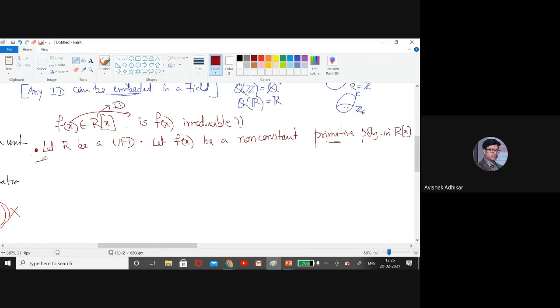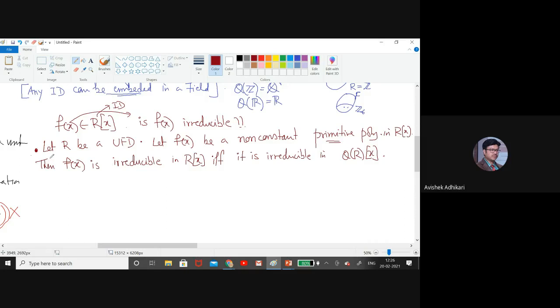then f(x) is irreducible in R[x] if and only if, this is a very strong result, it is irreducible in Q_R[x]. It's a very interesting result.